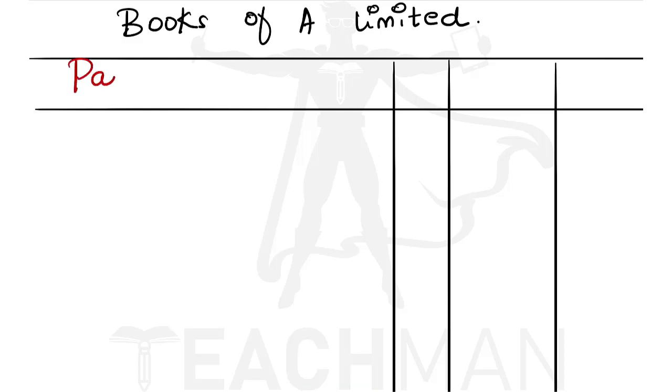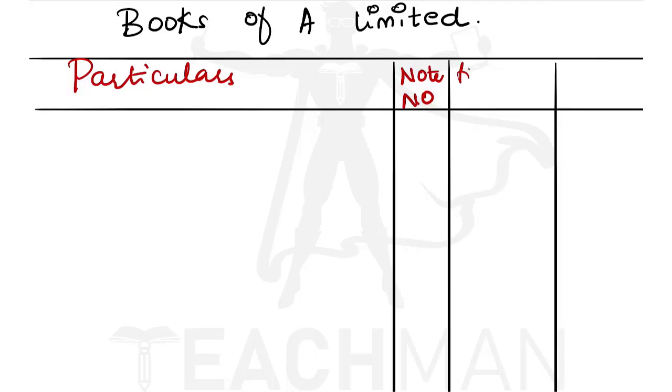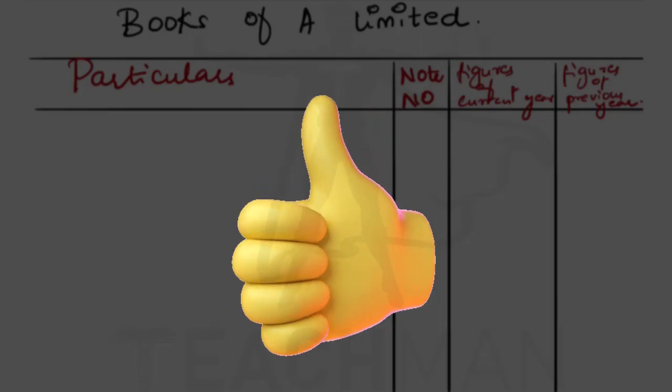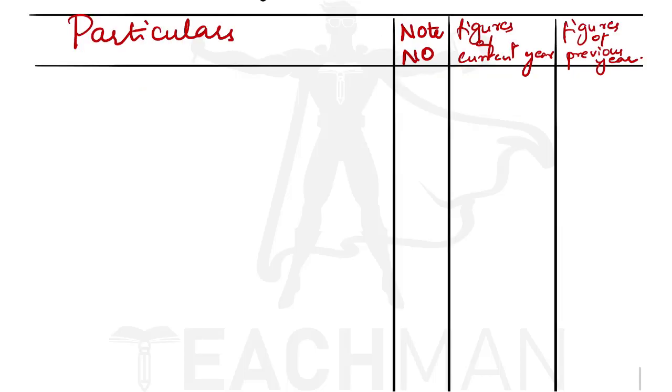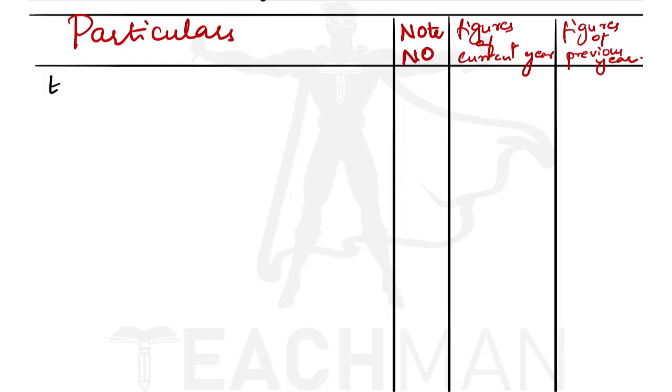What is the format of vertical balance sheet? It is particulars, note number, because if one heading, two items are there, then we have to add and write. So we will write note number, then figures of current year and figures of previous year. Hope you all remember the format of balance sheet. So first we will record liabilities, that is equity and liability.